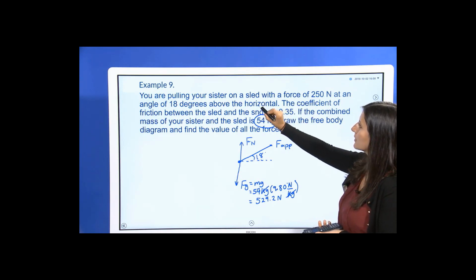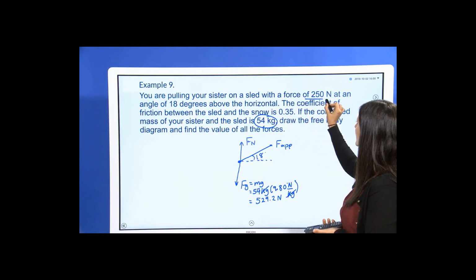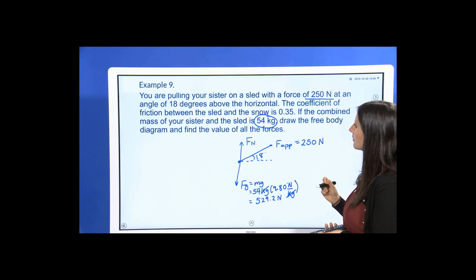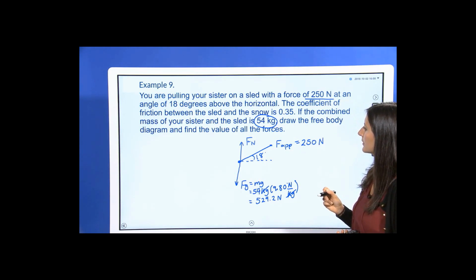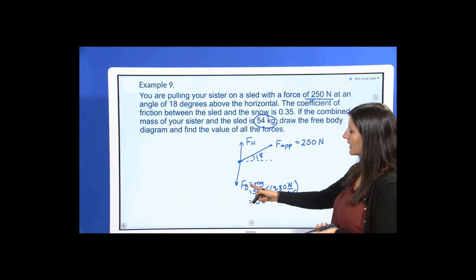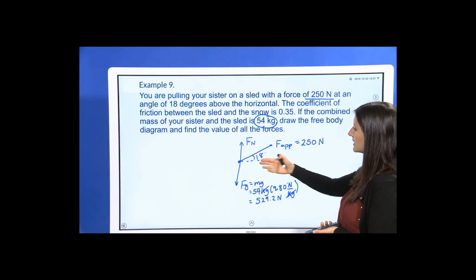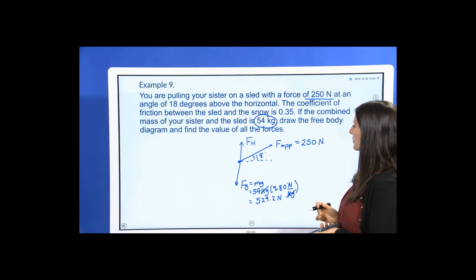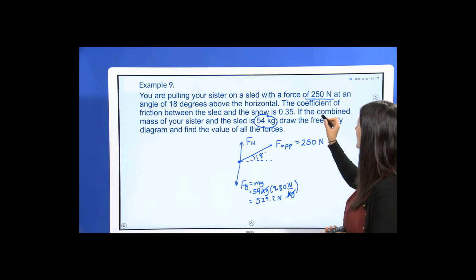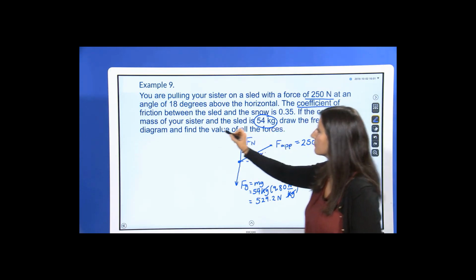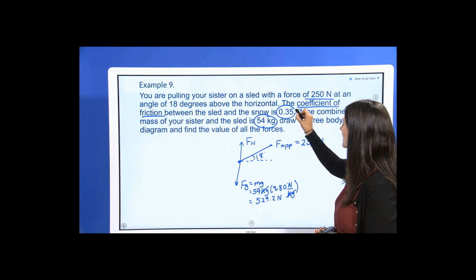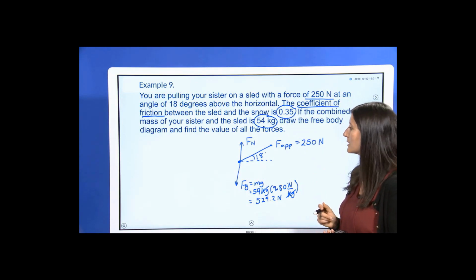It tells me that the force that I'm pulling my sister in the sled is 250 newtons. So that's my force applied. Okay, so I have a force of gravity in every case. I have a normal force because my sister and sled are on the surface, on the snow. I have a force applied. And then they also, in this question, mention the coefficient of friction between the sled and the snow is 0.35. So there must be friction.